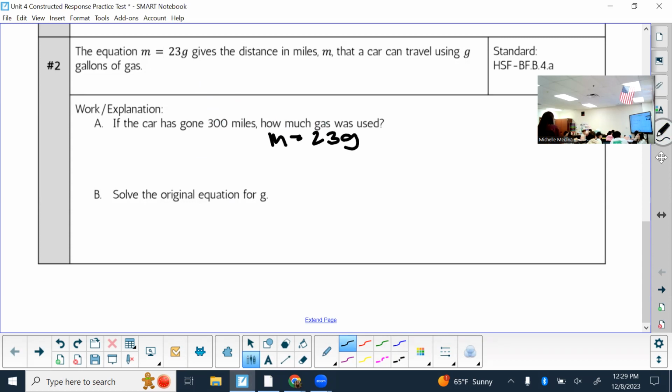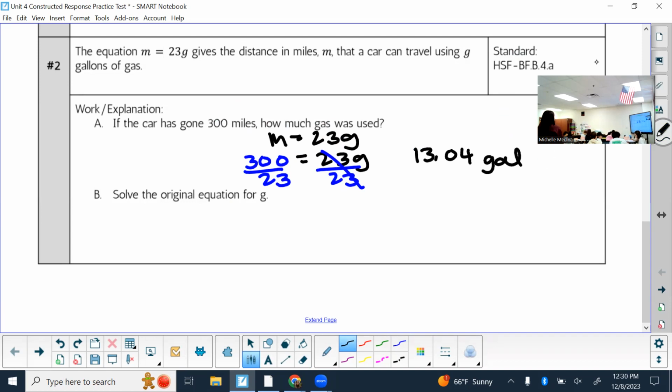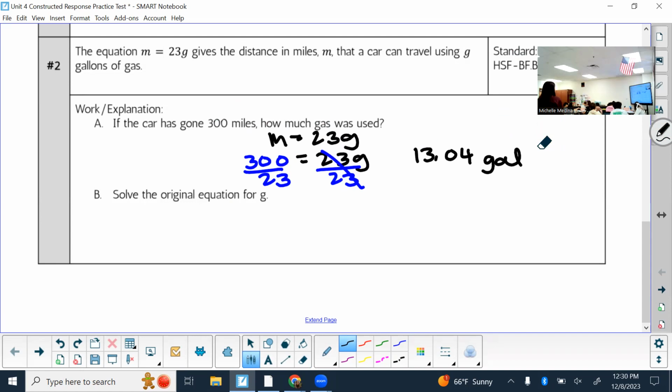I'll reread the description. That goes here. And then you're solving for the gallons, how much gas was used. You have to isolate the variable anytime you're solving. So what's the opposite of multiplying 23? Whatever you do on one side. And yes, so that's how you get about 13.04 gallons. You definitely don't want to round it to 13 because it's definitely a decimal. But that is how you get that.